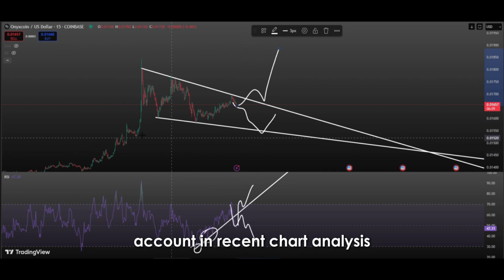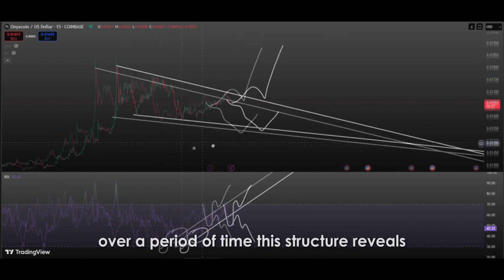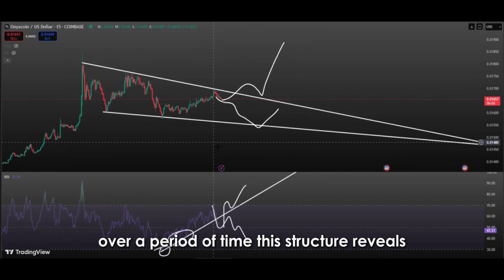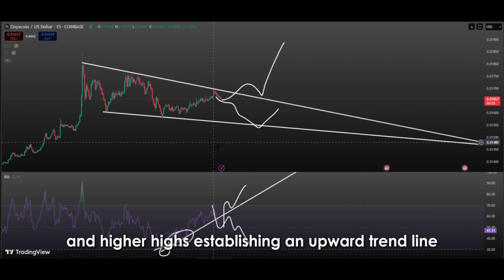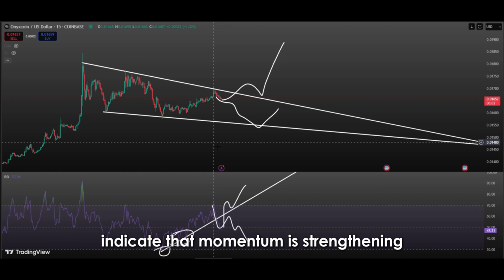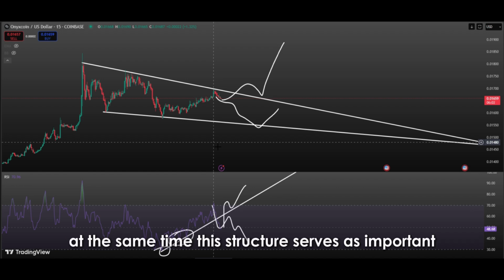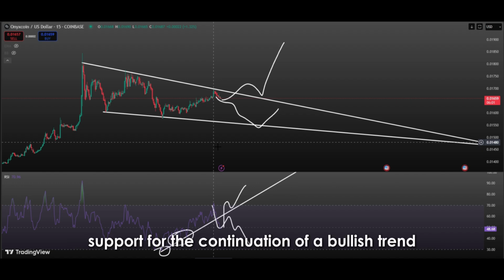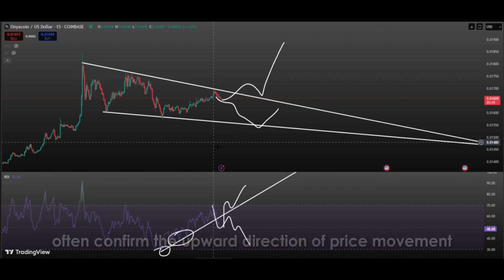In recent chart analyses, it has been observed that a bullish trend structure has formed in the RSI indicator over a period of time. This structure reveals that RSI values have been forming higher lows and higher highs, establishing an upward trend line. These types of patterns indicate that momentum is strengthening and that buyers are becoming more dominant in the market. At the same time, this structure serves as important support for the continuation of a bullish trend in the market. Rising trend lines within RSI often confirm the upward direction of price movement.